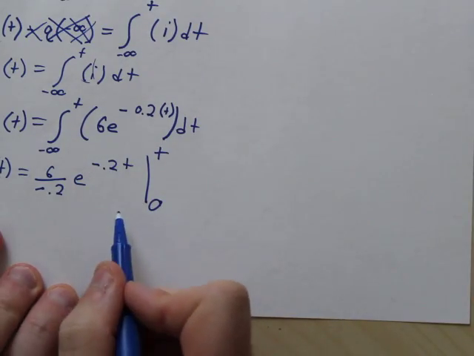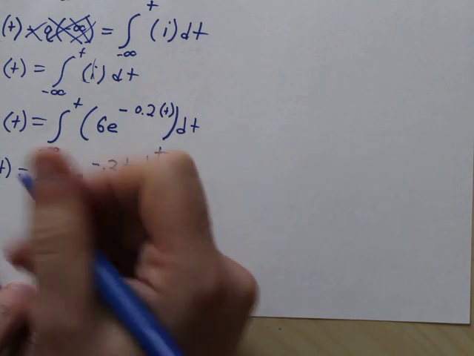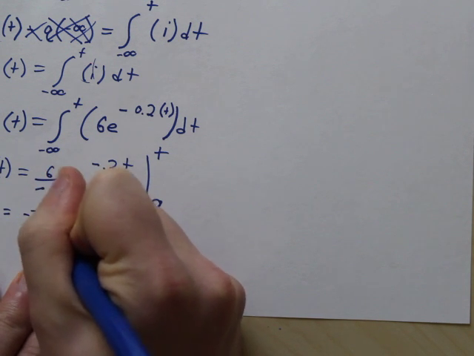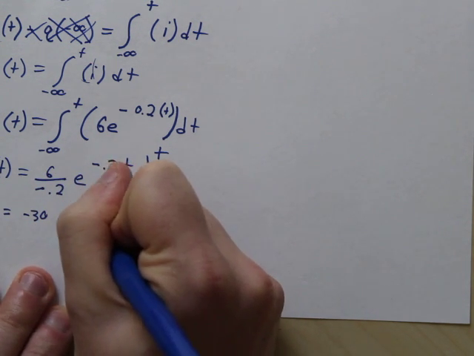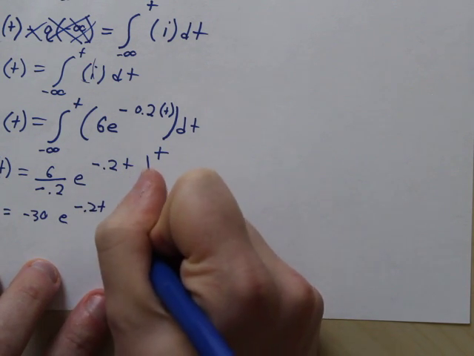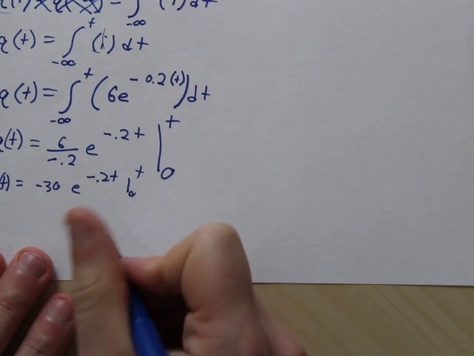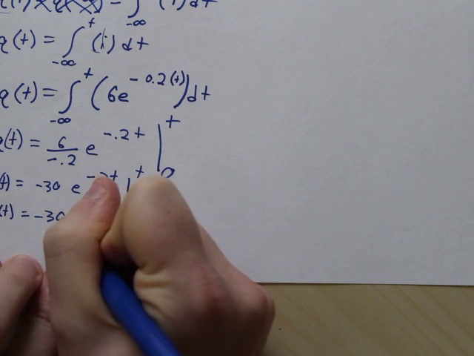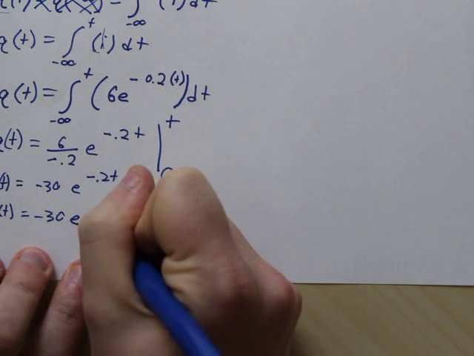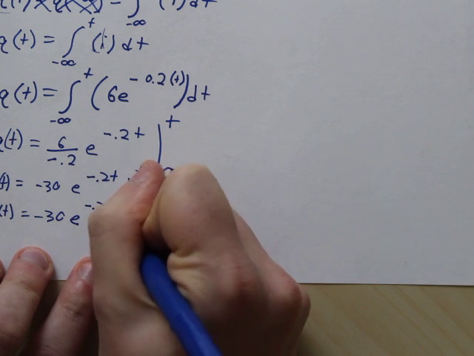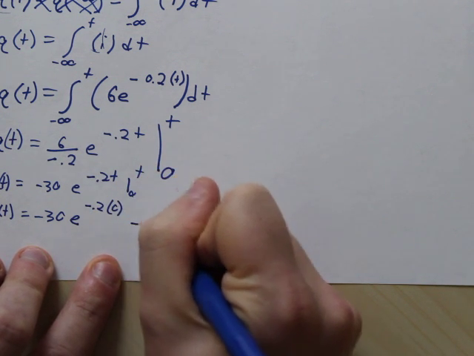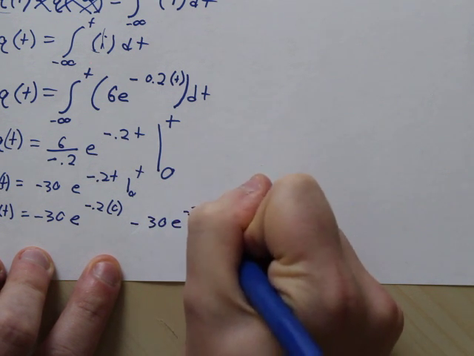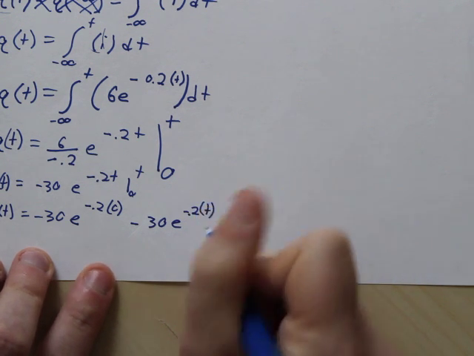So with this we can solve, we're going to do a plug and chug, and that's going to be q of t equals minus 30 e to the minus 0.2t from 0 to t. Then we can plug both of those in, so it's going to be q of t equals minus 30 e to the minus 0.2 times 0 minus minus 30 e to the minus 0.2t, which is going to be our equation.